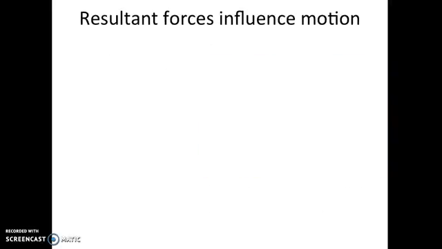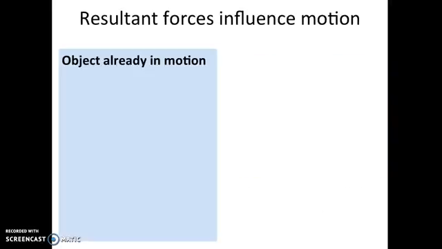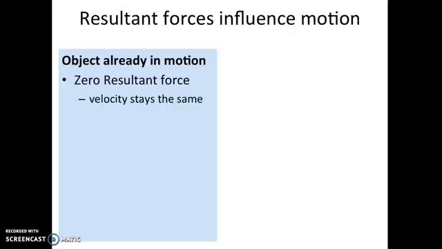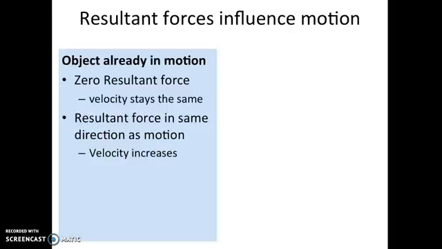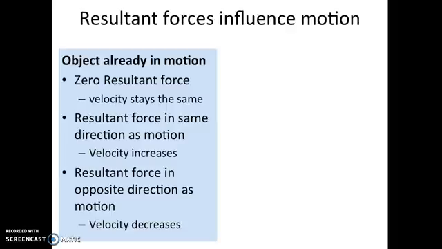Now these resultant forces influence motion in various ways. Generally, for an object that is already in motion, so it has a velocity, if there is zero resultant force acting on the object, the velocity will stay the same. It won't accelerate, it won't decelerate. If the resultant force is in the same direction as the motion of the object, the velocity will increase, so it will accelerate in the direction of the resultant force. And if the resultant force is in the opposite direction of the motion, then the velocity will decrease. Note, it will not immediately accelerate in the direction of that resultant force.